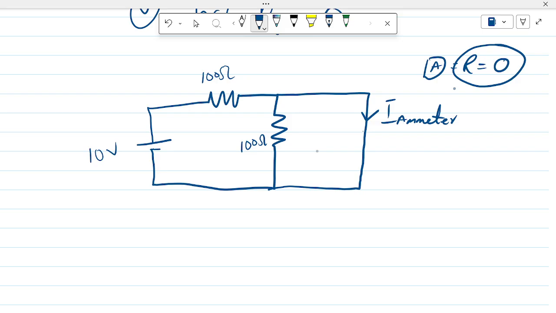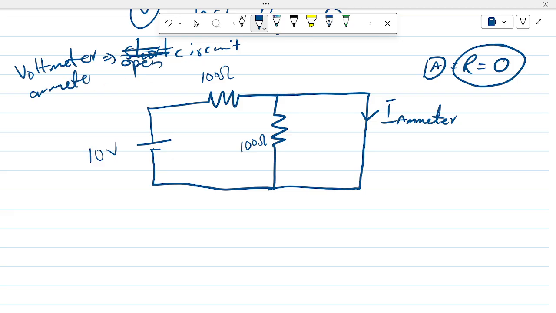So a simple ammeter has a resistance of 0, a voltmeter has a resistance of infinity, making it an open circuit, and an ammeter a short circuit. So let me write that here. Voltmeter, open circuit, ammeter a short circuit.